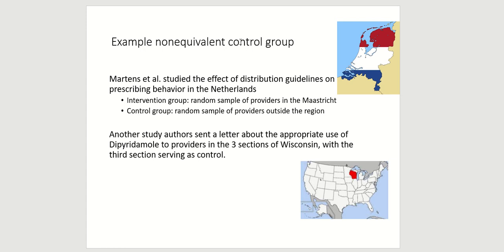Example of non-equivalent control group: Martin and Dell studied the effect of distribution guidelines on prescribing behavior in the Netherlands. The intervention group was a random sample of providers in Maastricht, while the control group was a random sample of providers outside the region. So it was much easier for them to look inside than outside. In another study, the author sent a letter about the appropriate use of dipyridamole to providers in 3 sections of Wisconsin, with the 3rd section serving as control.